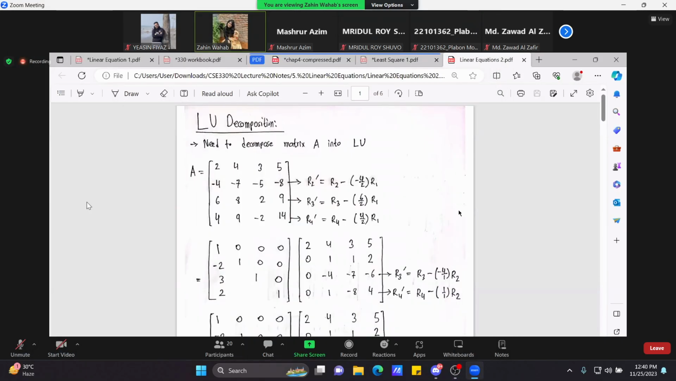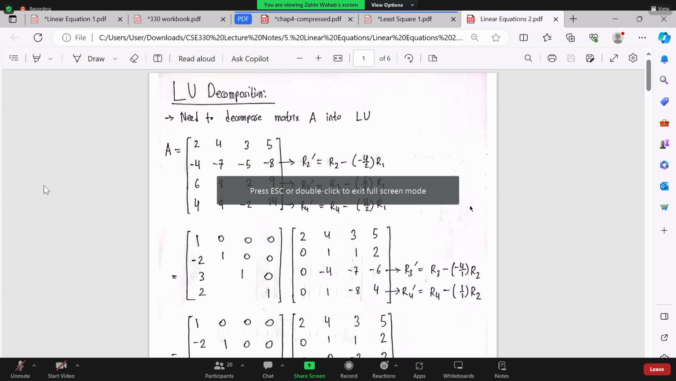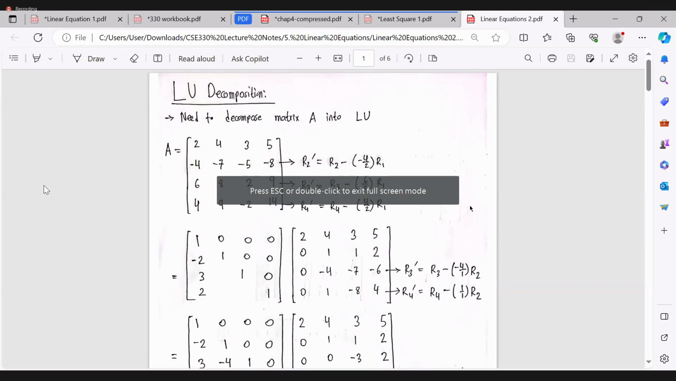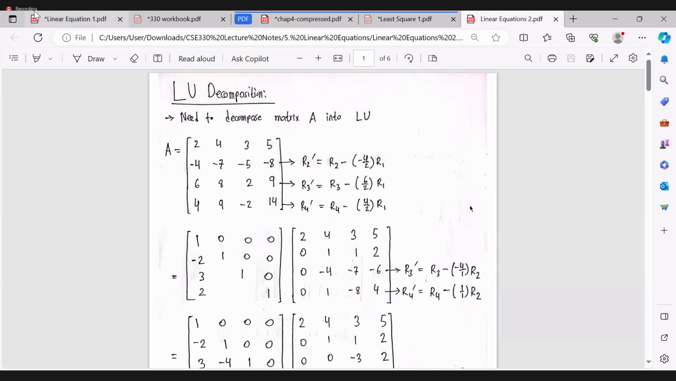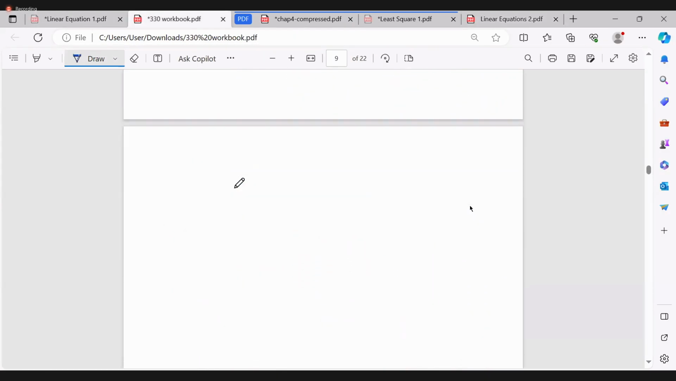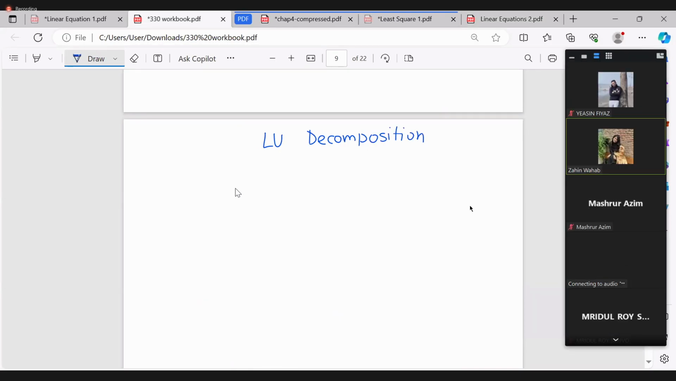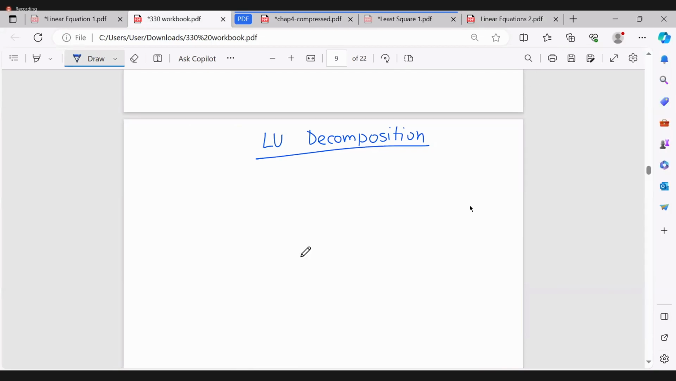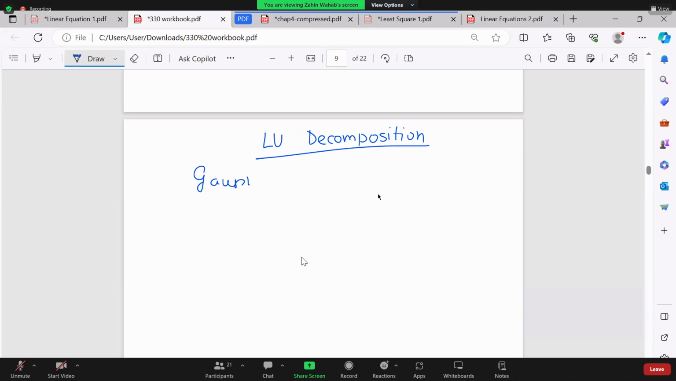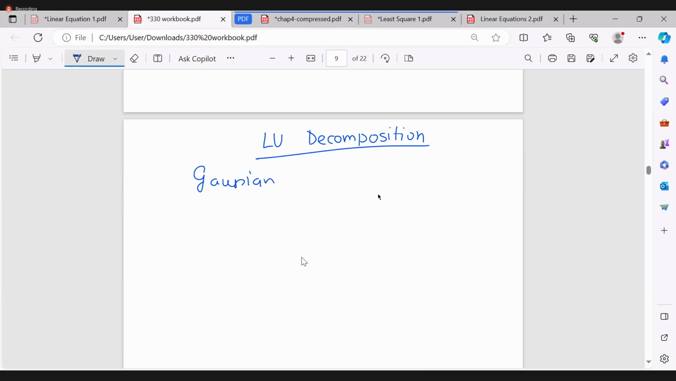The next part of our chapter 5, which was linear equations, is known as LU decomposition. So, what is LU decomposition? Basically, we saw that in Gaussian elimination, you had to concatenate two separate matrices together. One was A and another one was B.